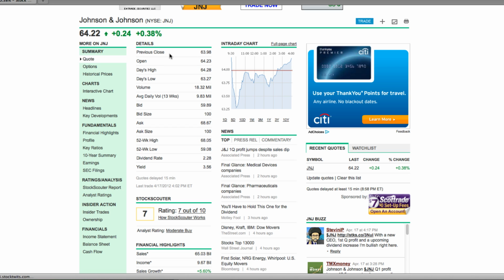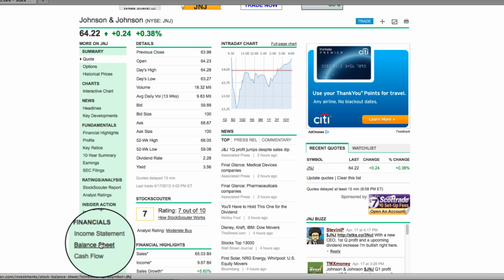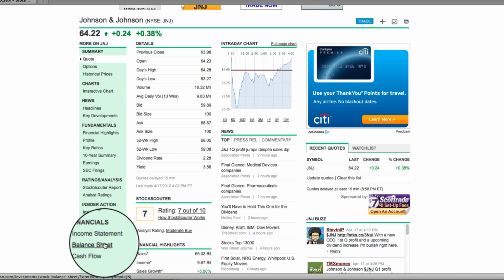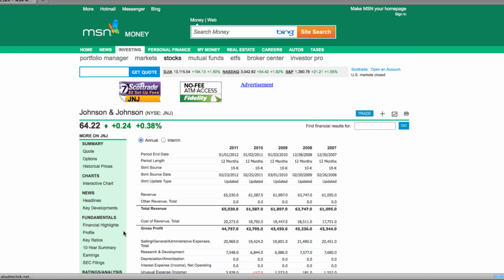Now, as you look at this page, if you follow my cursor down here, under financials over here on the left-hand side, you'll see that there's the income statement, the balance sheet, and the cash flow statement. So those are those 3 documents that I told you were really important. Let's start off by going to the income statement, and this is what we learned in lesson 2, so if you want to go back and review that, this is where you would find it all. So you go to the income statement.